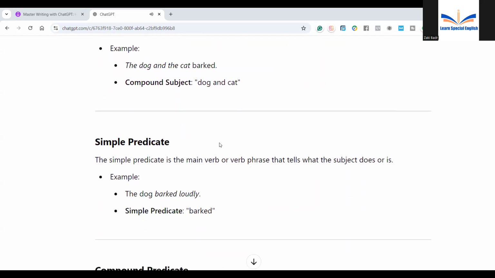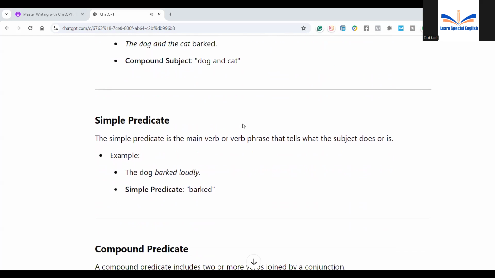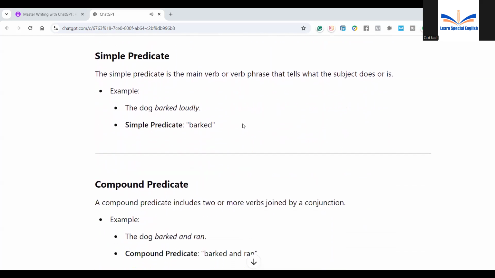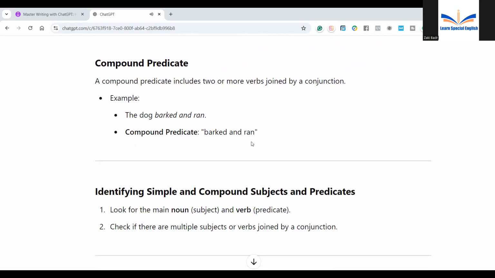Simple predicate. The simple predicate is the main verb or verb phrase that tells what the subject does or is. Example, the dog barked loudly. Simple predicate, barked. Hush. Compound predicate. A compound predicate includes two or more verbs joined by a conjunction. Example, the dog barked and ran. Compound predicate, barked and ran.